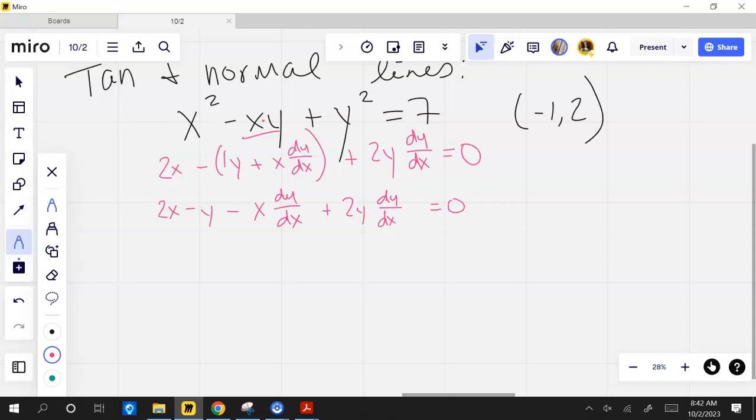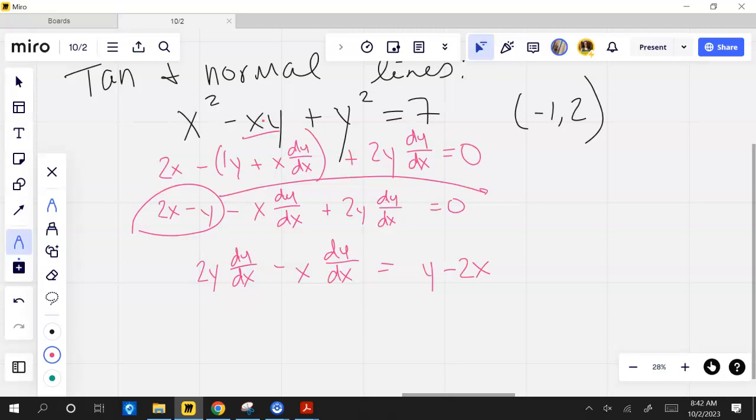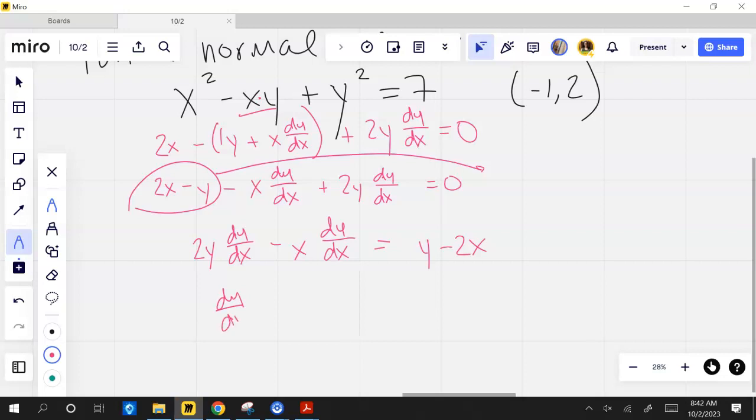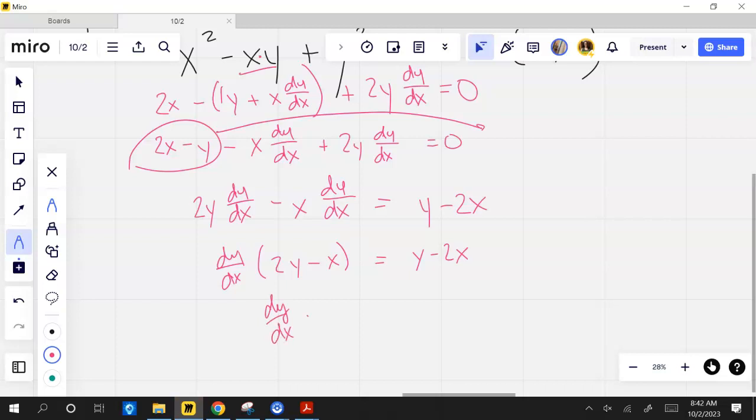And so now I'm ready to get all my dy dx's together and everything else on the same side. So I'll move these two over here. I've got 2y, I'm just going to switch these orders because I don't like starting with a negative sign, but it doesn't matter. Y minus 2x. Now I need to factor that dy dx out. I enjoy these. It's always more fun when you know what you're doing. dy dx equals y minus 2x over 2y minus x. That is the slope. Slope anywhere on that ellipse can be found by plugging into that equation.